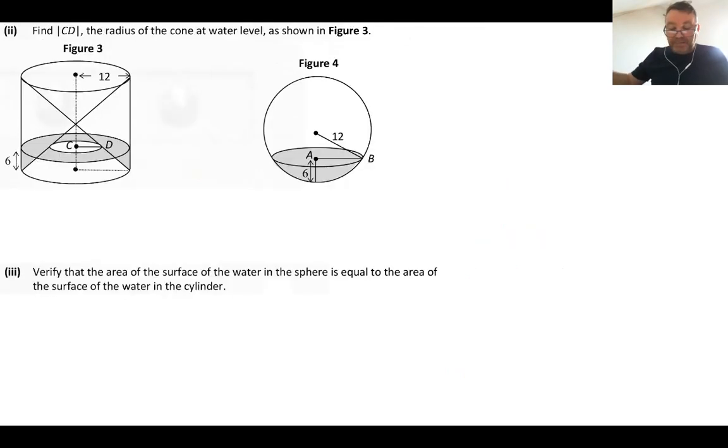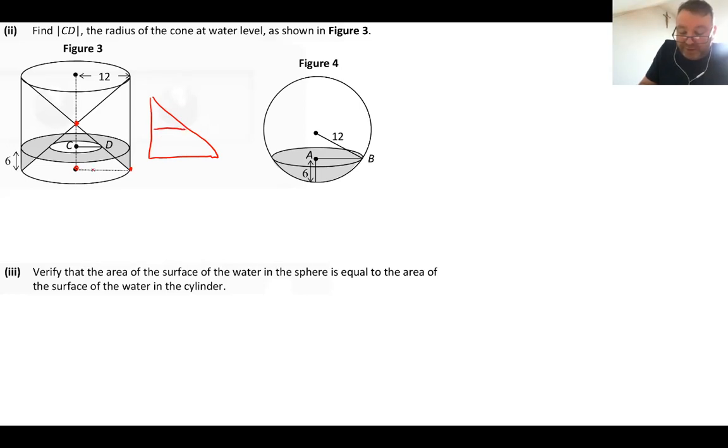Okay. Part 2. Find CD, the radius of the cone at water level as shown in figure 3. Okay, now I just want to draw your attention to something. There, to there, to there, to there. Do you notice that's something similar to the previous question where we had a little triangle inside a bigger one? That means that there's going to be similar triangles used here. So let's just think about that for a moment.